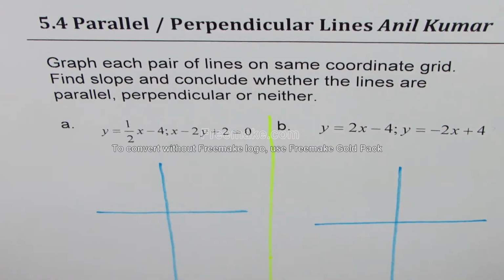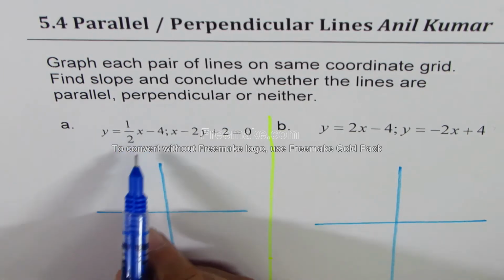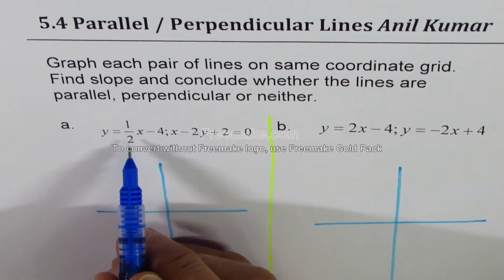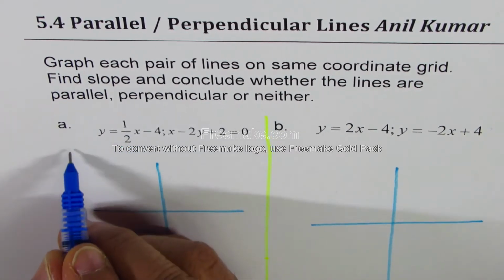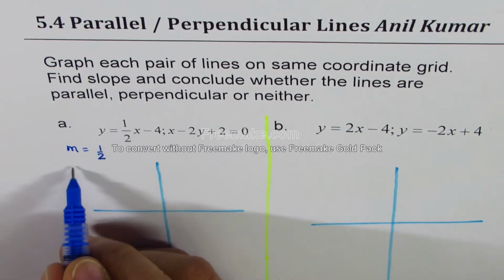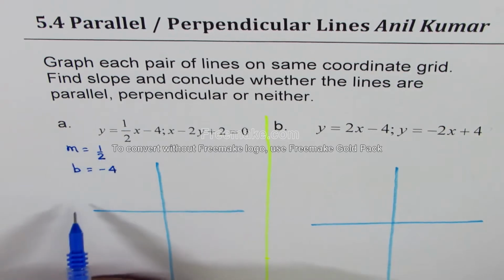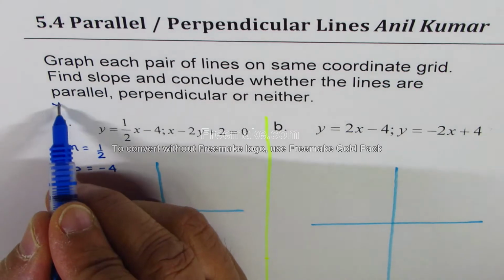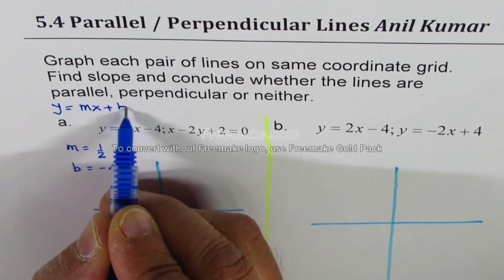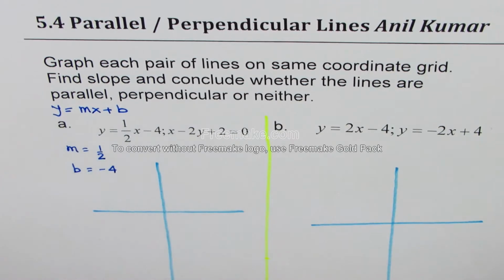Is it okay? The first one here is y equals half x minus 4. Now this is given in slope-intercept form. So for this line, m, the slope, is equal to half, and the y-intercept b is equal to minus 4. When I write m and b, I'm trying to say that the equation is of the form y equals mx plus b, where m is the slope, right, and b is the y-intercept.